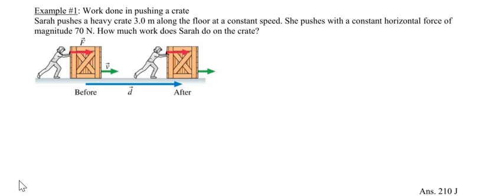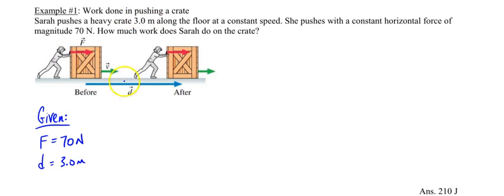Welcome to example number 1. Here we have Sarah, who's pushing on a crate with a force F, 70 newtons, and the crate moves 3 meters. So let's start off with our known information. We know our force is 70 newtons. We also know that the crate moves 3 meters.